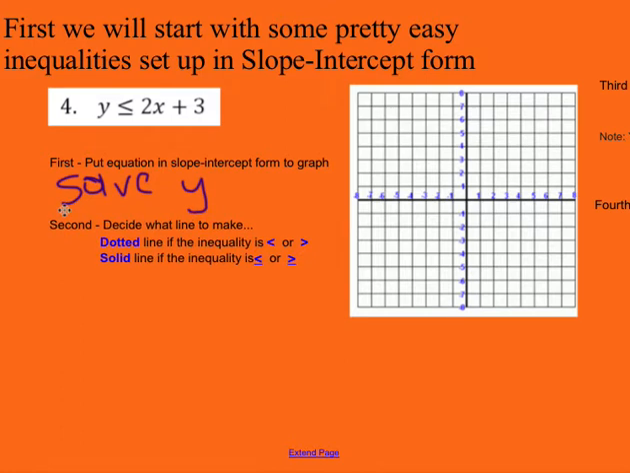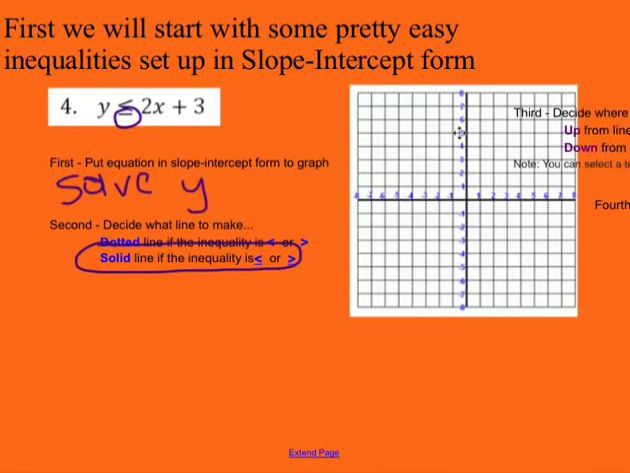Second, decide what line to make. If it's a dotted line, that means there's no line underneath the inequality symbol. If there's no line underneath, meaning it's strictly greater than or strictly less than, then you're going to use a dashed or dotted line. If it's a solid line underneath, then you need to graph with a solid line. I see on number 4 that we have a solid line underneath our inequality symbol, so I'm going to graph using a solid line.